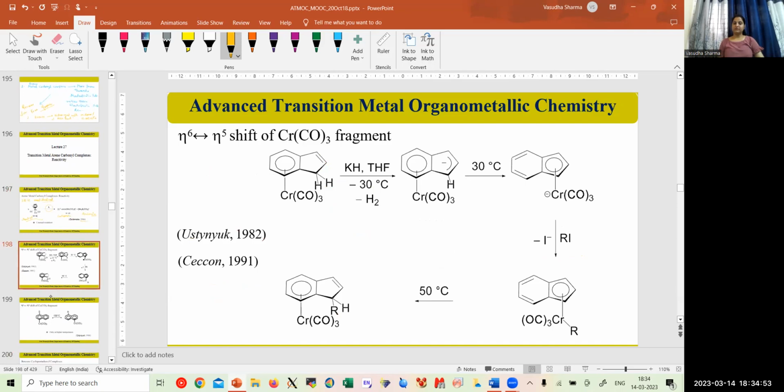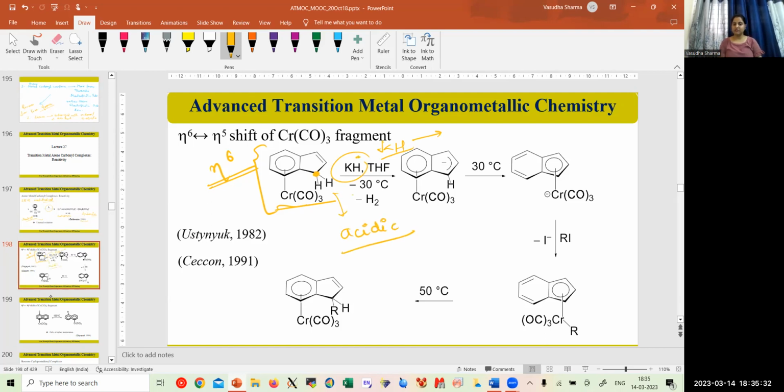Now, another kind of reactivity where we see a shift of eta 6 hapticity to eta 5. Then we have a metal CrO3, CO3 fragment over there. For example, if you closely look into this, eta 6 is found with the metal CO3. Now, in presence of this hydride, which is a very strong base, or a reagent which can take up your proton to release the hydrogen. And since we have already talked about the arene having any moiety, the protons become very acidic.